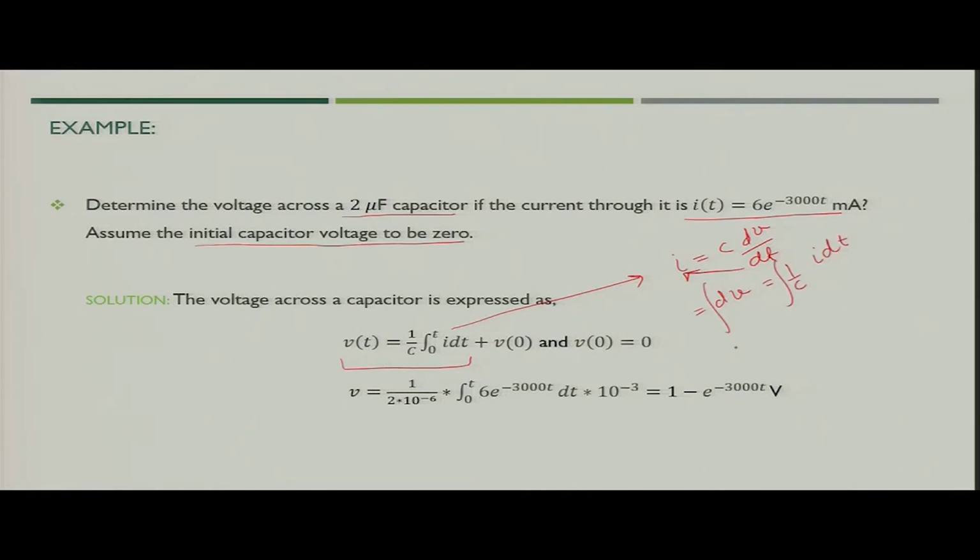If you integrate on both sides, you will get V is nothing but 1 upon C, which is constant so you can take it out, into the integral of i dt. So, this particular formula for V we have utilized to find the voltage across the capacitor. Now, we are assuming that the initial condition V(0) is 0. So, you have to just simply integrate i dt. The i value is given. If you put the value and integrate, you will get the voltage V as 1 minus e to the power minus 3000t volt.